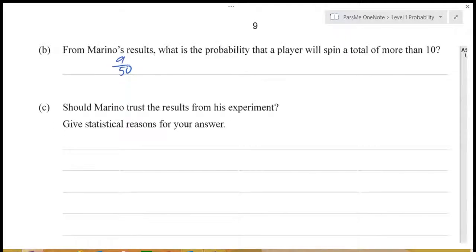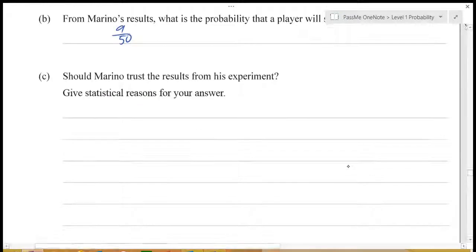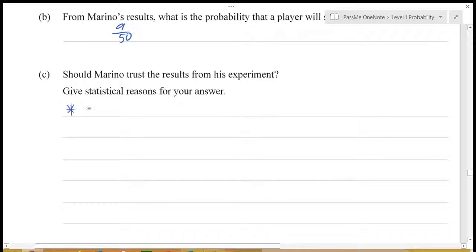Should Marino trust the results from his experiment? Give a reason for your answer. I would be inclined to say no, simply because of sample size again. 50 is good for making some kind of call, but if we want to be definitive, we need a bigger sample size. So no, sample size is too small.